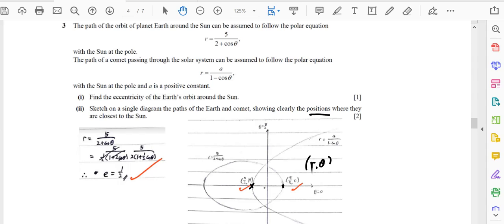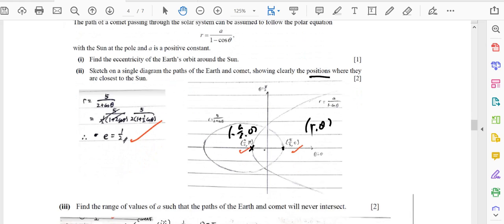So you should not be labeling this as a over 2 or negative a over 2, 0, because that's Cartesian, right? So it should be a over 2, pi, and this one is 5 over 3, 0.